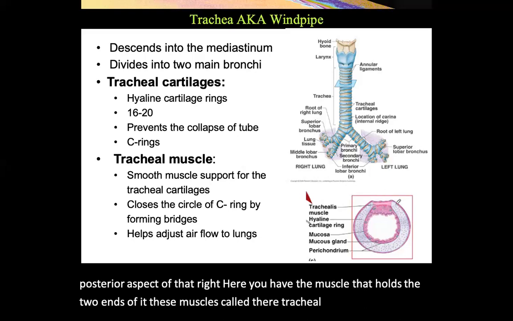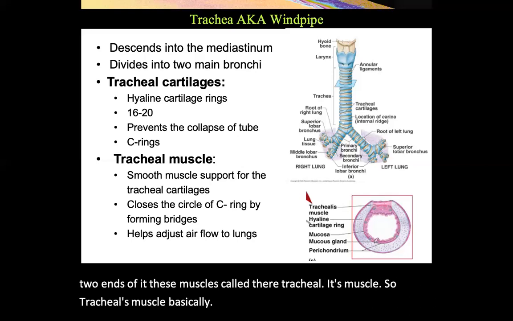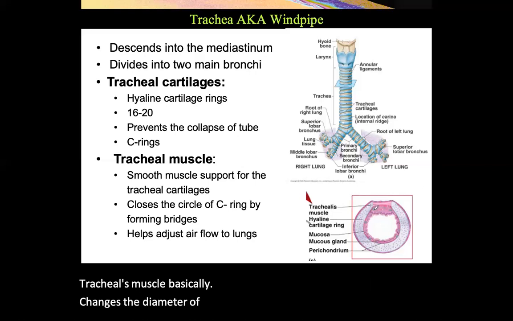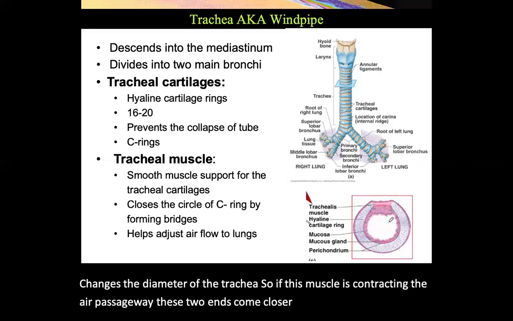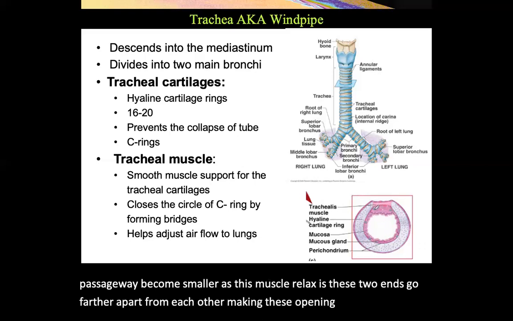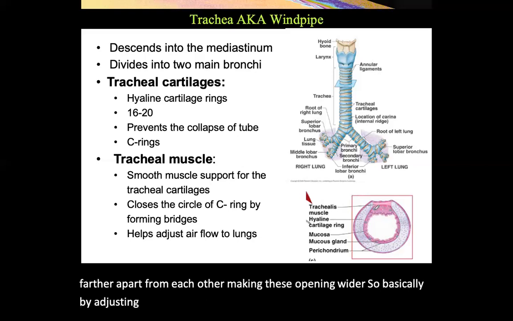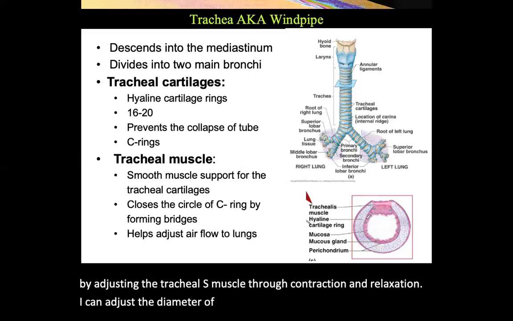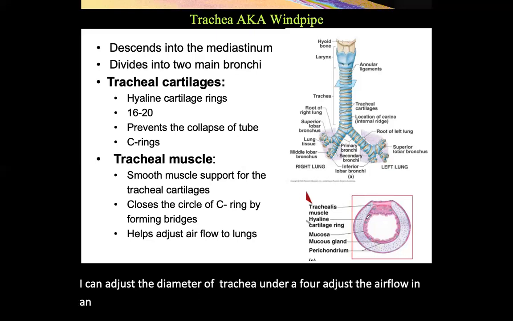So the trachealis muscle basically changes the diameter of the trachea. If this muscle is contracting, these two ends come closer together and the air passageway becomes smaller. As this muscle relaxes, these two ends go farther apart from each other, making the opening wider. So basically, by adjusting the trachealis muscle through contraction and relaxation, I can adjust the diameter of the trachea and therefore adjust the airflow in and out of my lungs.